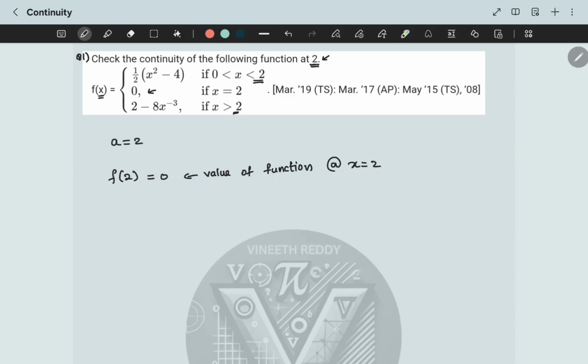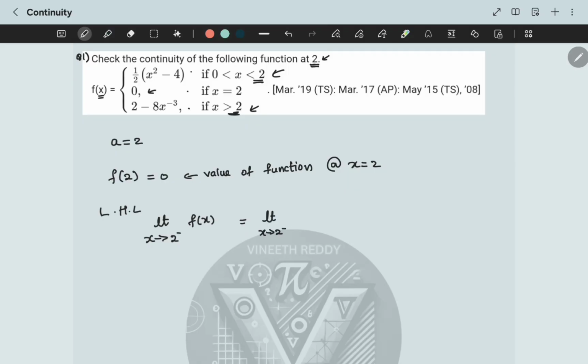Now we have to find the limiting value at x equals 2. To find the limiting value, we have to find the left hand limit separately and the right hand limit separately, because here we have multiple definitions. So for left hand limit, that means limit x approaches 2 from left hand side, so we write that as limit x approaches 2 minus f of x. Now which definition shall we use? We have 3 definitions: first definition, second definition and third definition. Which definition fits the best here? So limit x approaches 2 minus.